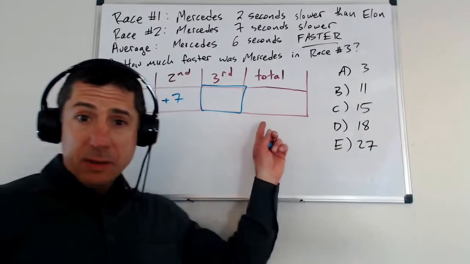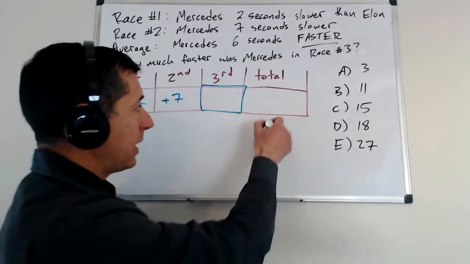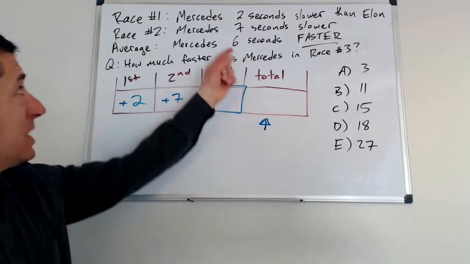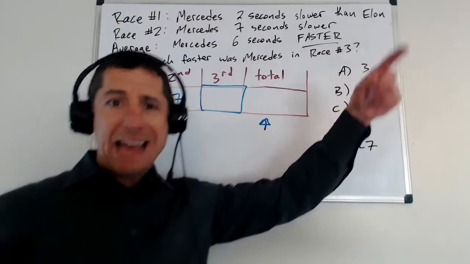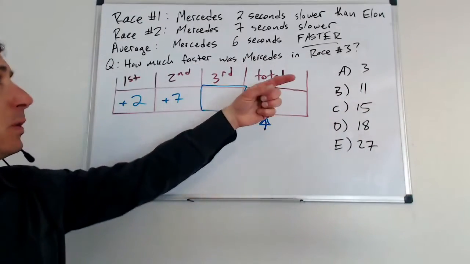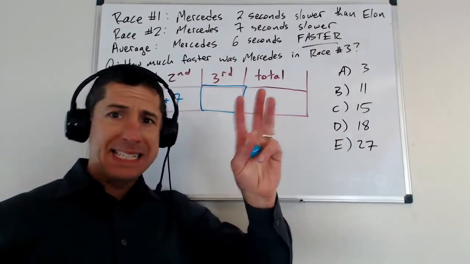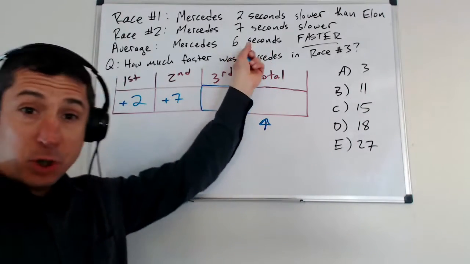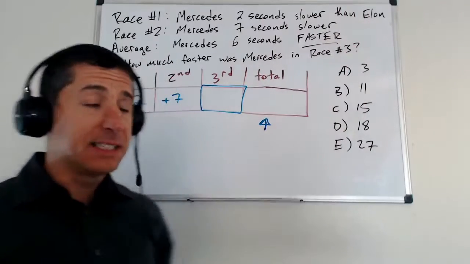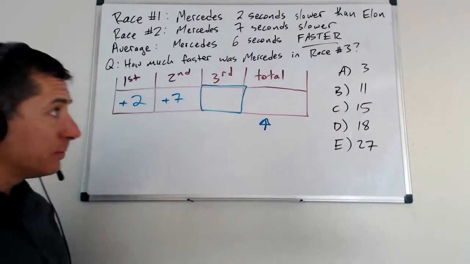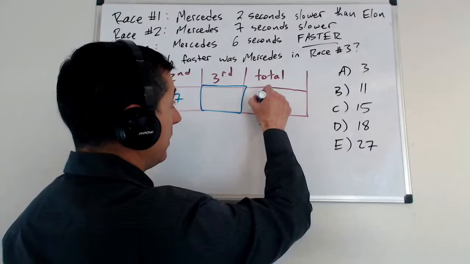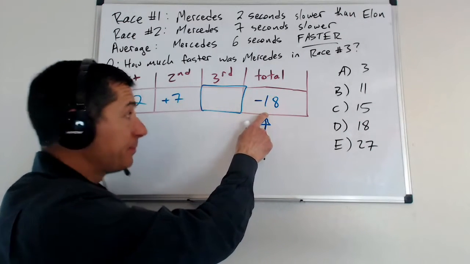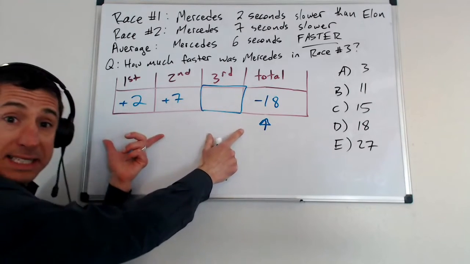And really once you think about it this way, the only real hitch in the question is, what is this total? What's that total difference between their times? Well, she's 6 seconds faster on average than Elon, which means that across 3 races, she must be 18 seconds faster cumulatively. So 6 seconds per race on average, 3 races, 18 seconds faster total. So her time overall is going to be minus 18 relative to Elon. Once you see that, we're basically done here.